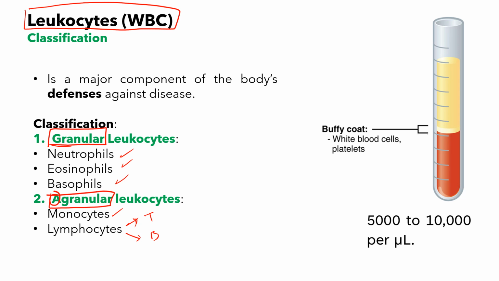And then, as you remember, the buffy coat, which we talked about in the last class: the white blood cells are an important component of the buffy coat. And every time you have an infection or a cancer, this buffy coat will increase.